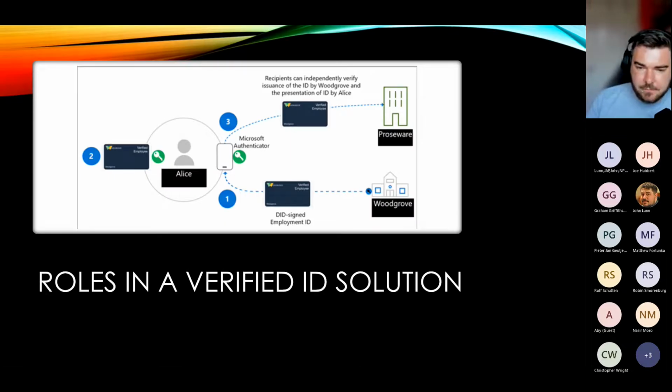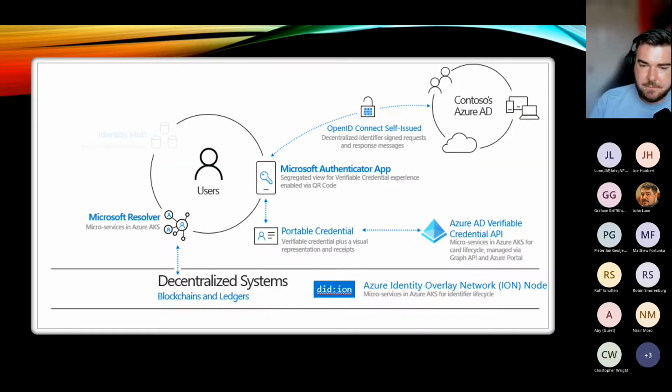So the roles. Well, you've got the user who requests a verifiable credential from an issuer, in this case, Woodgrove. And then you have the verifier, Crossware, and they want to see that credential. So the verifier will request it, and Alice will be able to show that credential to Crossware using her Microsoft Authenticator app. I'll skip through very quickly because I realize we're running out of time very quickly as well.